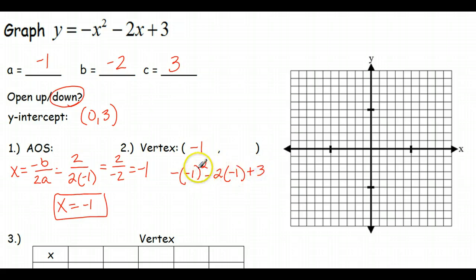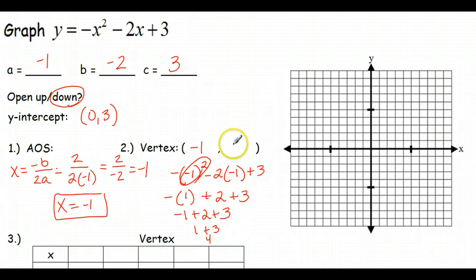So order of operations tells us that we have to do negative 1 squared first. That's this part. So we get negative times positive 1, because negative 1 squared is 1. Negative 2 times negative 1 turns into a positive 2 plus 3. This turns into negative 1 plus 2 plus 3, which is 1 plus 3, which is 4. So our vertex is (negative 1, 4).